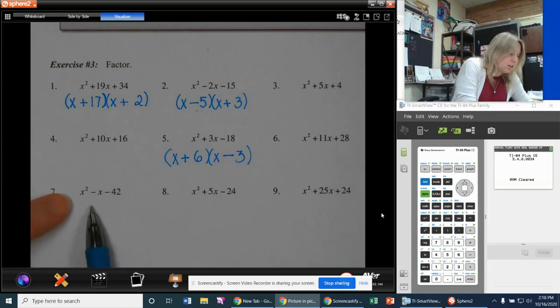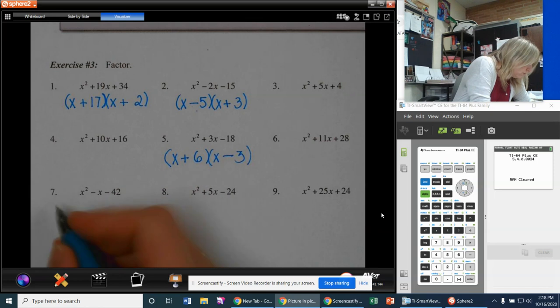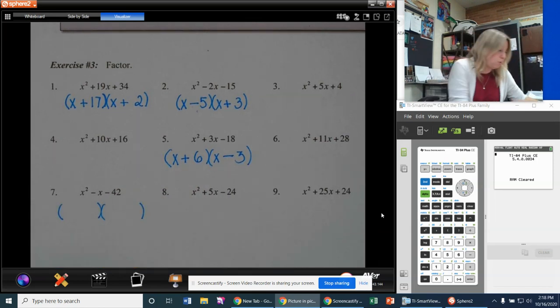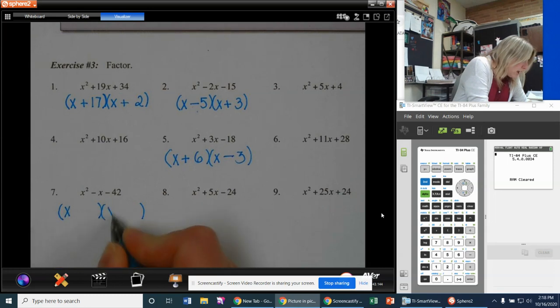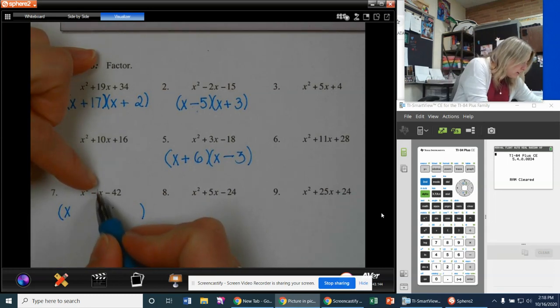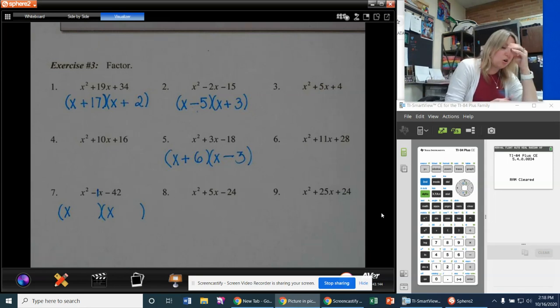Again, down here, number 7. What multiplies together to give me 42, but subtracts to give me a 1 in the middle? Because what this really is, is a negative 1 right here. We just don't write it in, because if we have a negative x, we have a negative 1x. It's there. Okay, so 42, let's see.